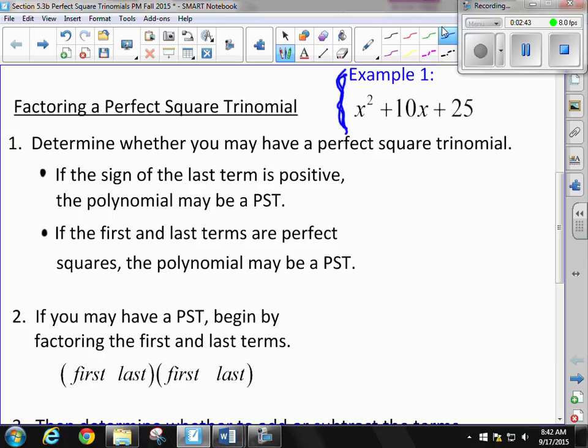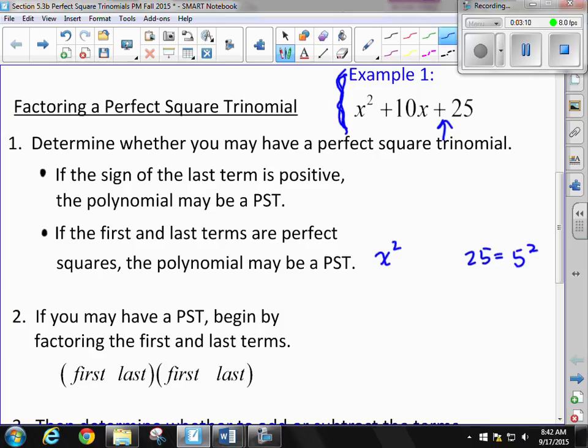Determine whether you have a perfect square trinomial. If the sign of the last term is positive, it might be. I have a positive 25. We might be on the right track. If the first and last terms are perfect squares, we may have a perfect square trinomial. Well, in this example, x squared and 25 are both perfect squares because 25 can be written as 5 squared.